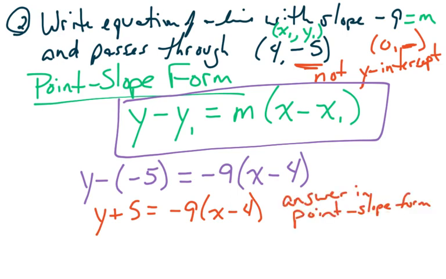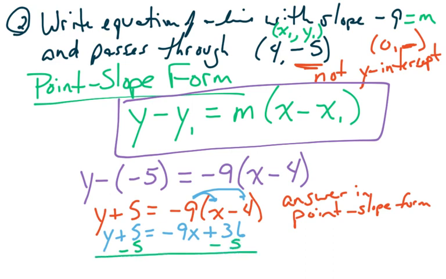However, if they want it in slope-intercept form, you now have to just do a little simplifying of the math. So the first thing you're going to do is use your distributive property here so that you can see all of your terms. Remember, a negative times negative will make that a positive 36. And then get y by itself by subtracting the 5.